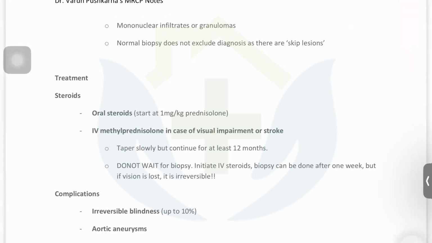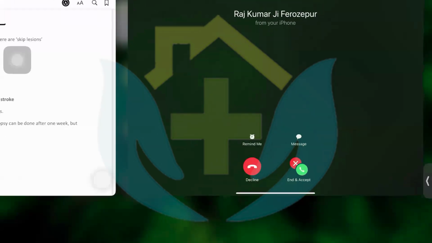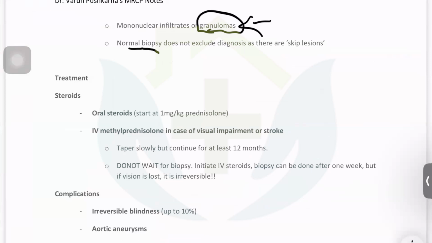And there are mononuclear infiltrates or granuloma. So it is a granulomatous inflammation. A normal biopsy does not rule out this diagnosis because there may be skip lesions in your way.